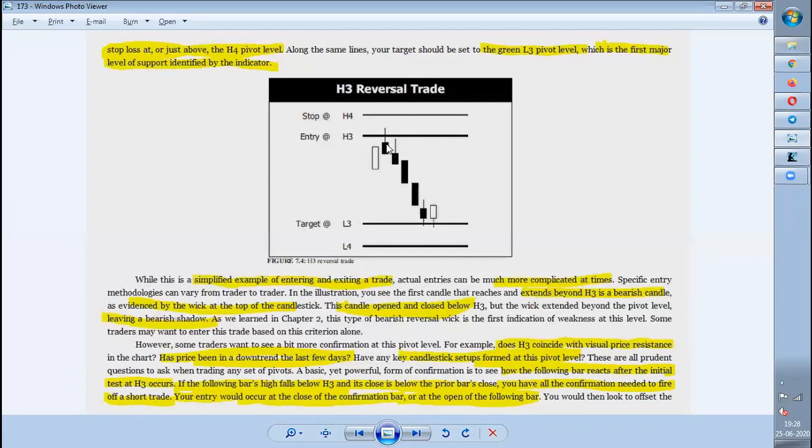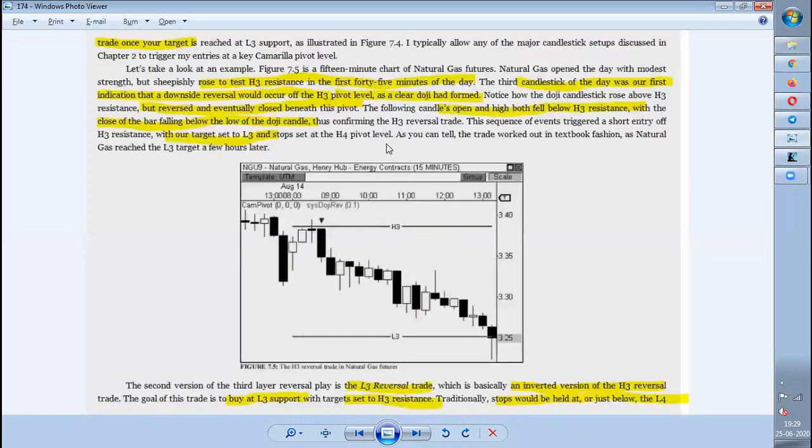If that is there, then you can go for the sell side, and your stop loss will be H4 and your target will be L3. Next, he has given an example of natural gas. In this, if you could see, the first two candles are green candles, and after that this third candle shows a doji reversal. I have also made a video on what a doji reversal setup is, with respect to the Secret of Pivot Boss book. You can see chapter 2 so that you will get an idea on that.